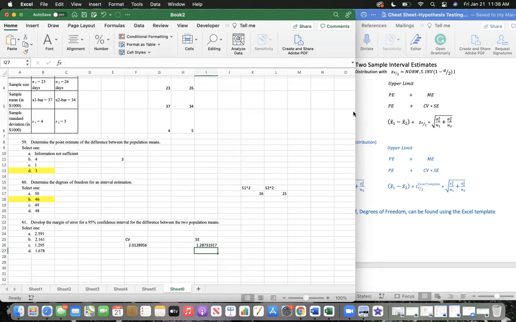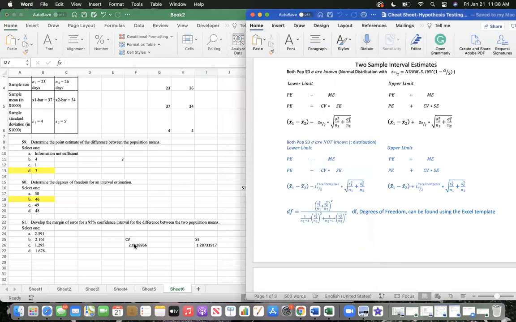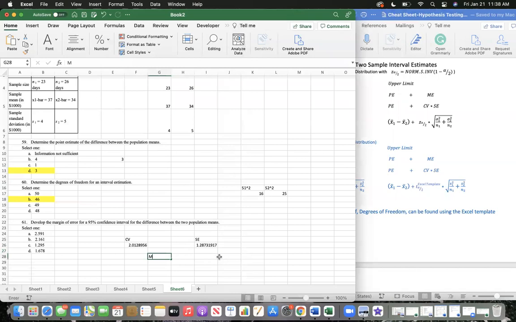And now we have our critical value. We have our standard error. To get our margin of error, we have to multiply the two. So I'm just going to put margin of error equals this times this. We get 2.591. So that's going to be this one.